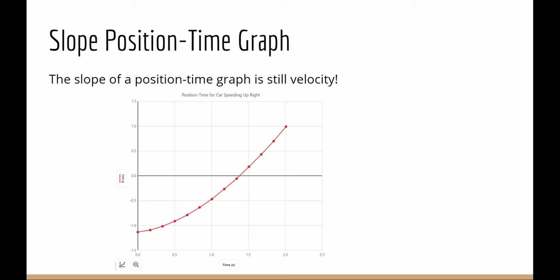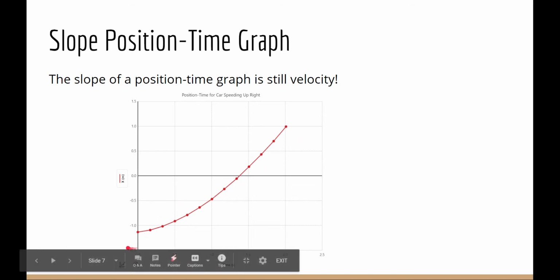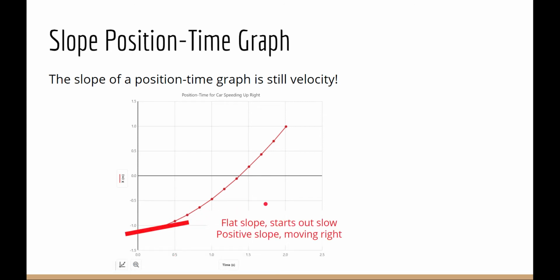So we have to do something called draw a tangent line. You've heard that word in math class before. It just means draw a line that only touches the curve once. So it doesn't intersect it at multiple spots. It just touches it once. So here's what that tangent line looks like at the start. It is a pretty flat slope and it's positive.